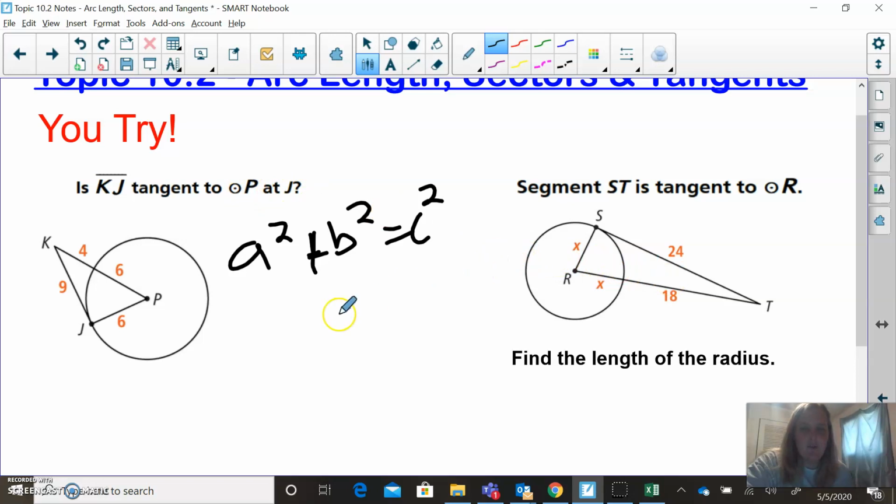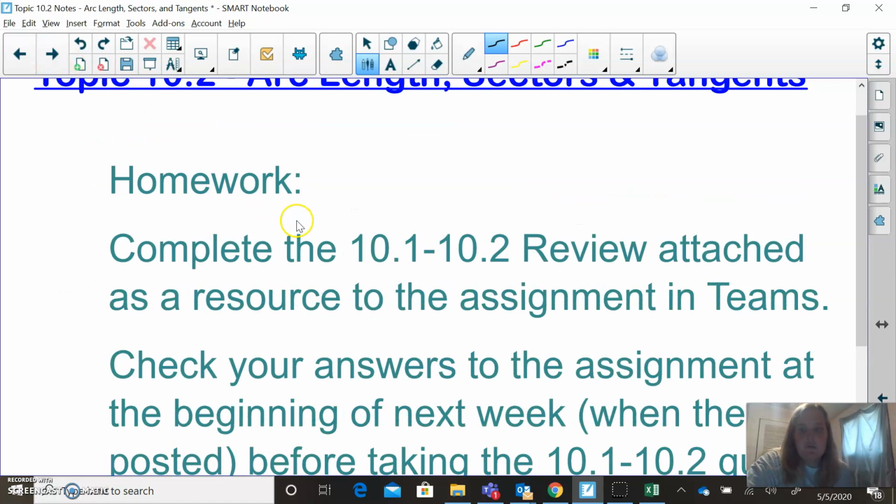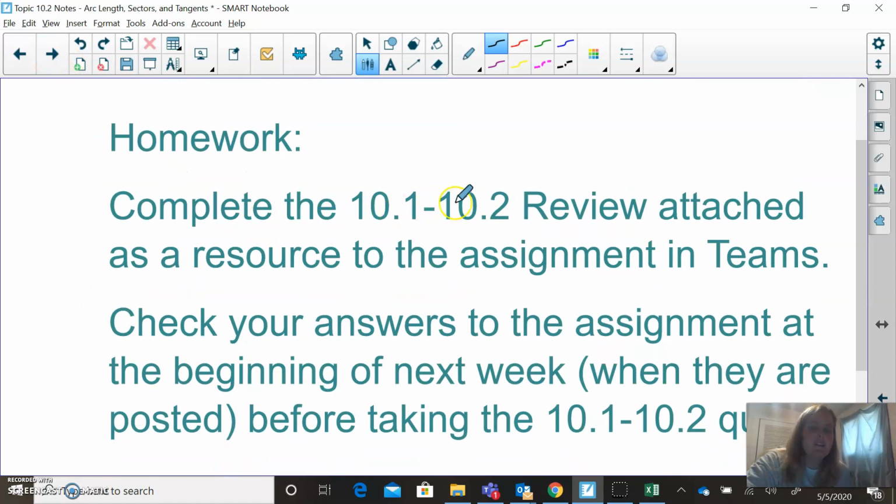Alright guys, those are your try it problems. So homework is to complete the 10.1, 10.2 review attached as a resource. I'm going to attach it to this assignment. I'm also going to post it on Portal. But check your answers to the assignment at the beginning of next week before taking the 10.1, 10.2 quiz.